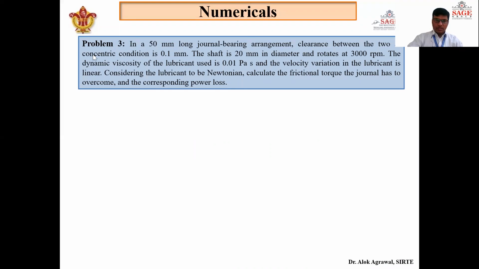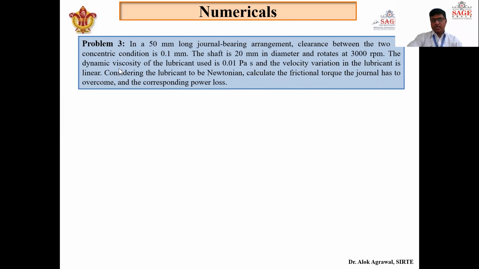See what is given in the problem. In a 50 mm long journal bearing arrangement, the clearance between the two at concentric condition is 0.1 mm. The diameter of the shaft is 20 mm and it rotates at 3000 rpm. The dynamic viscosity of the lubricant between the journal bearing arrangement is 0.01 Pascal second. We know that Pascal is Newton per meter square, so it is given in SI unit, that is Newton second per meter square. And the velocity variation in the lubricant is linear.